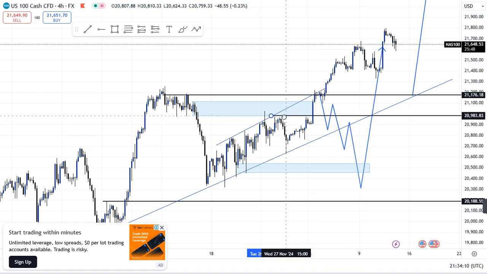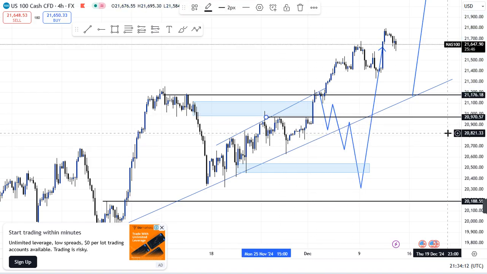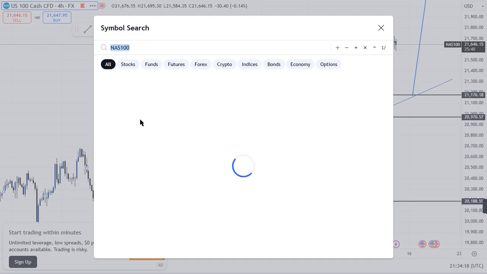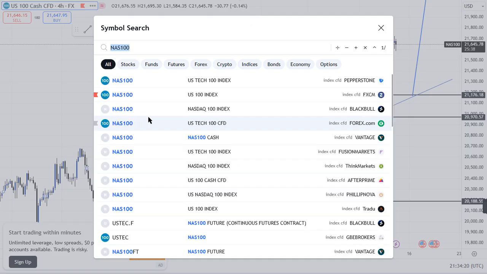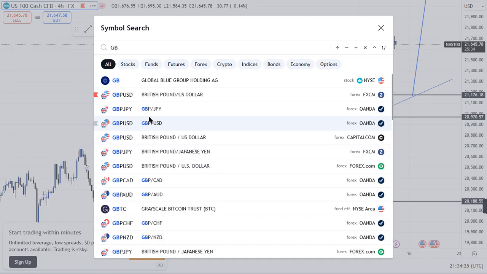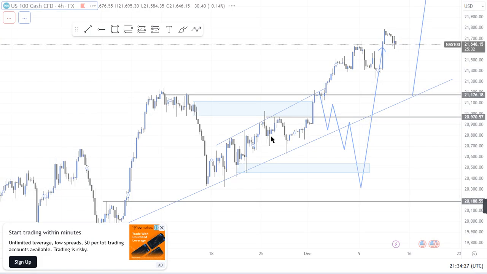So I've got that, right? And maybe I'll mark this resistance over here, but I doubt that it will pull back that much. As you can see, Nasdaq is in a pure uptrend, right? So then let's go to GBPUSD. Then lastly we'll see gold.